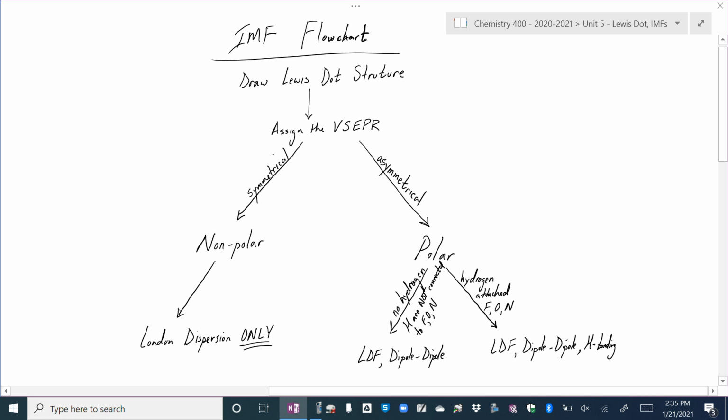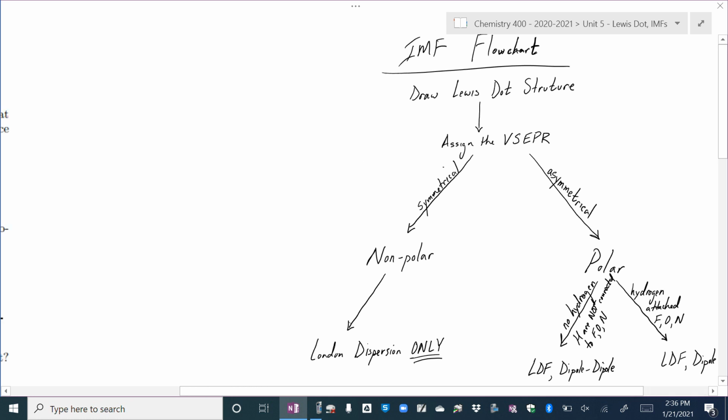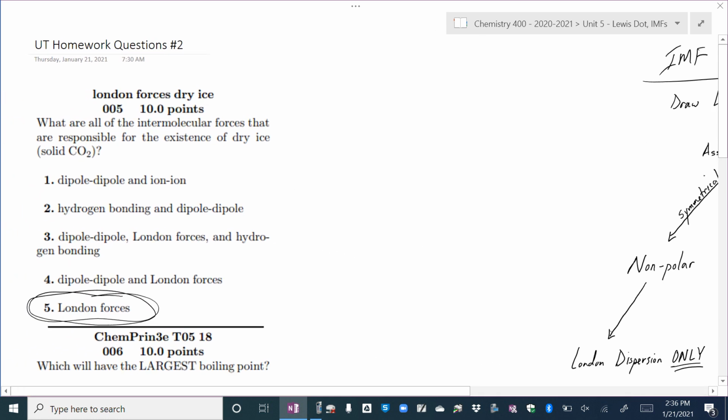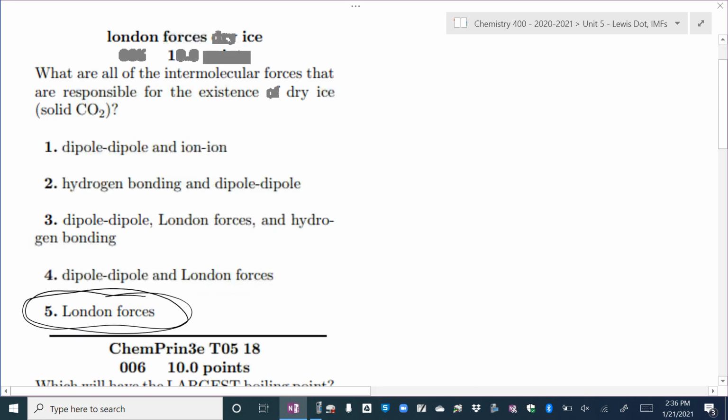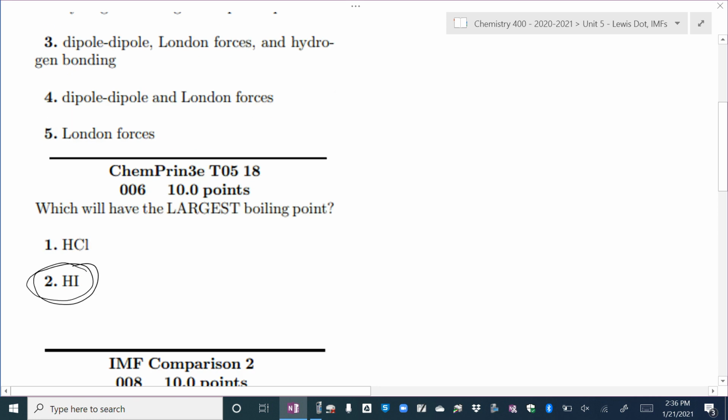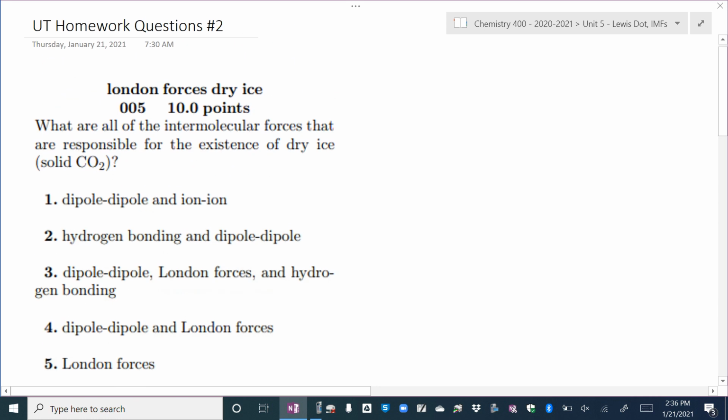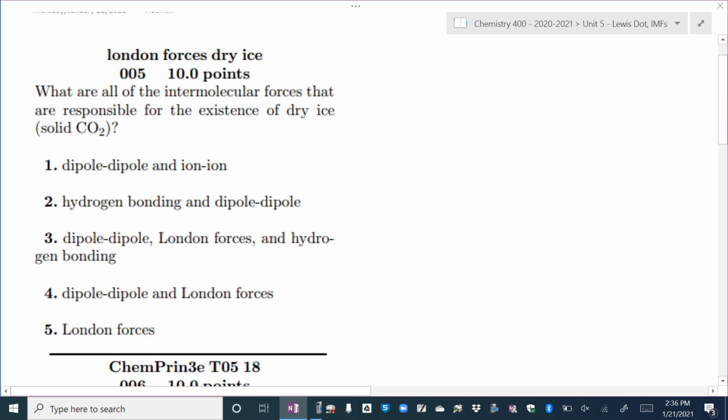To review, I'm going to go over a few of the problems we had on the online homework, the ones that tripped us up a little bit more. So here we go. I'm going to start off with number 5 and take a look at CO2. They want to know what all of the intermolecular forces are that are responsible for the existence of dry ice. CO2.